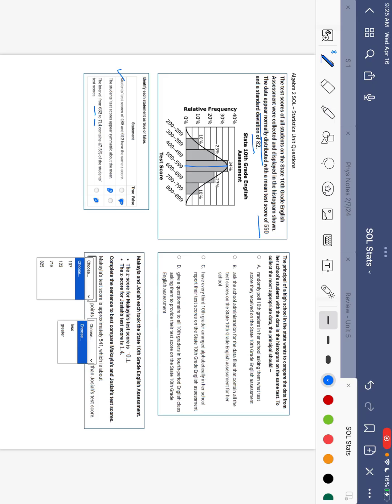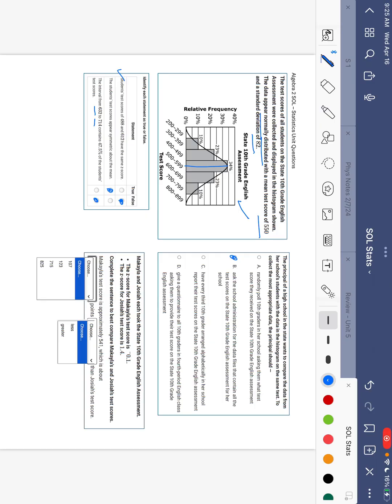All right. Here, the principal of a high school in the state wants to compare the data from her school students with the data in the histogram on the same test. So look, this was the scores of the students. It was the whole state, it looks like, and then we have a specific school trying to compare. Should the principal randomly poll the 10th graders in her school asking what score they received? I don't think so. Ask the school administration for the data that contains all of the test scores for the 10th grade English assessment for her school. That would be a yes.